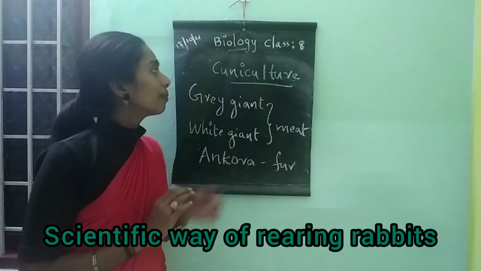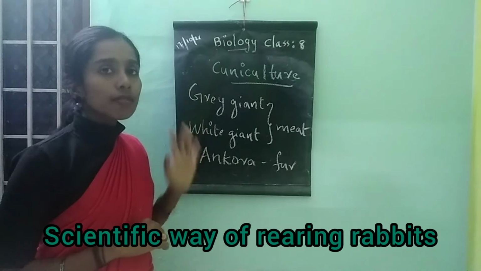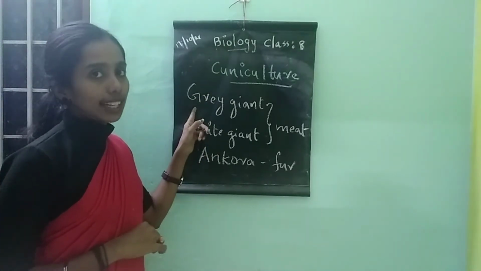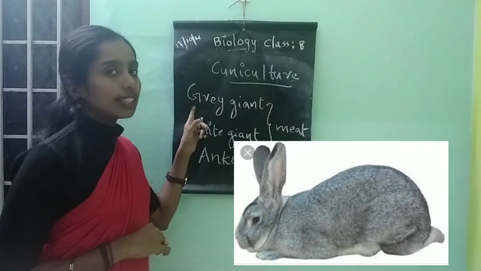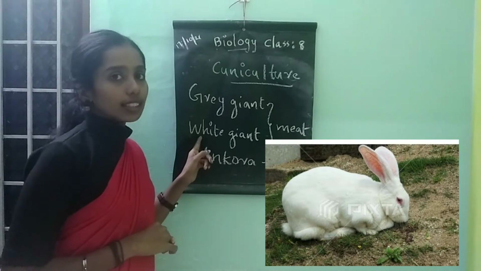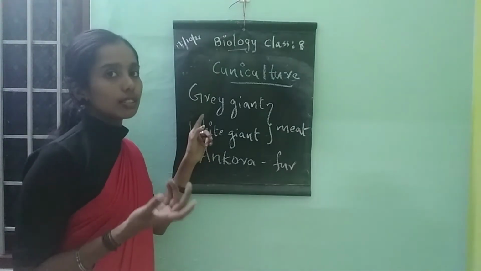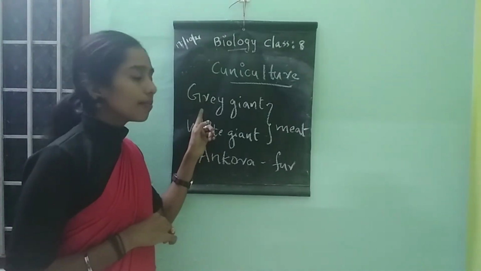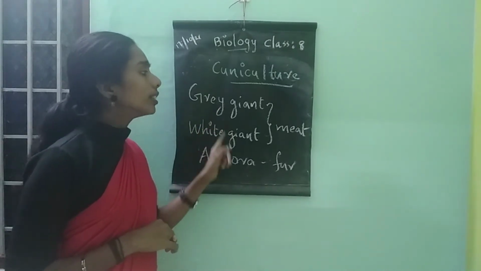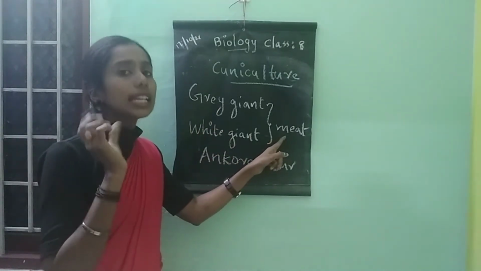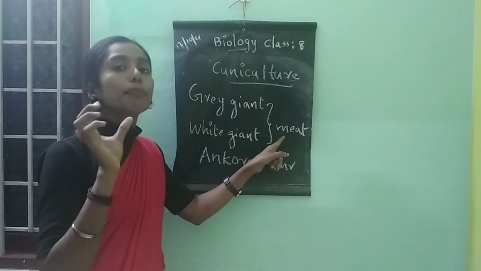Rearing of rabbits is known as cuniculture, and the main varieties are Grey Giant and White Giant. The terms are very easy. Both of these are used for the purpose of meat.